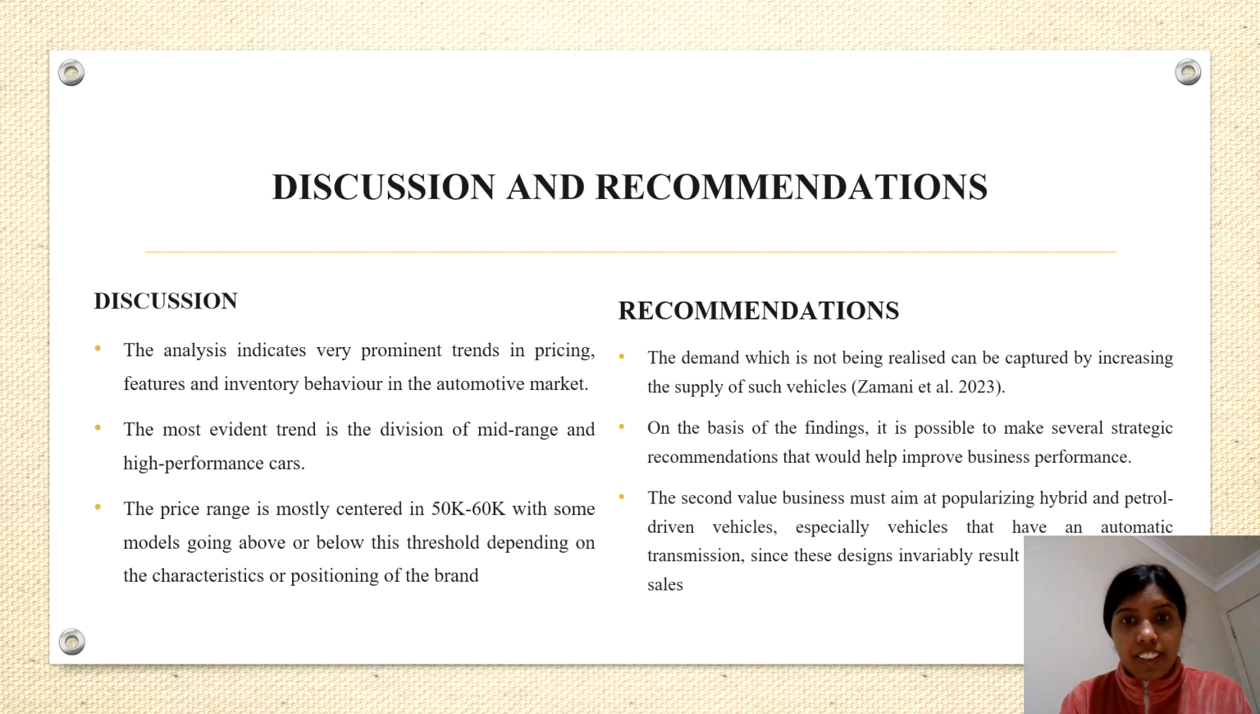The analysis indicates very prominent trends in pricing, feature, and inventory behavior in the automotive market. The most evident trend is the division of mid-range and high-performance cars. The price range is mostly centered in 50k to 60k, with some models going above or below this threshold, depending on the characteristic or positioning of the brand.